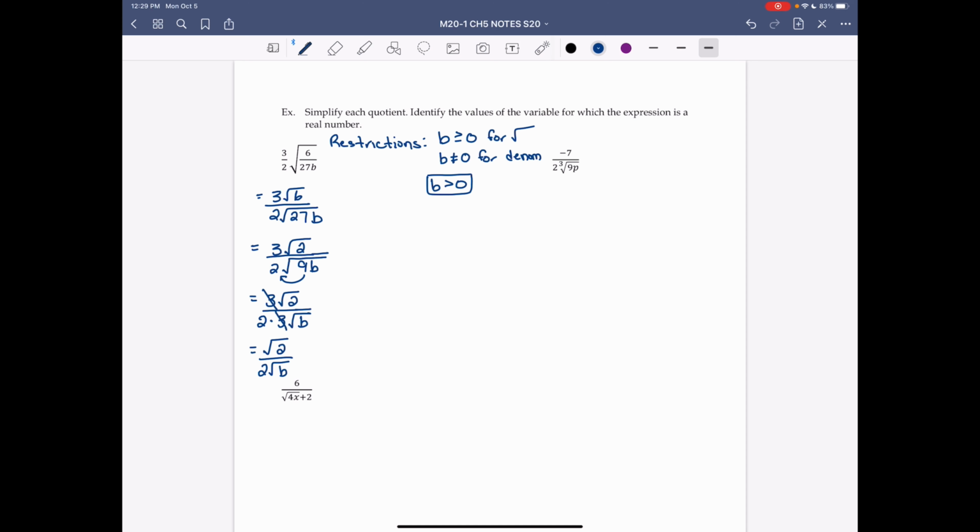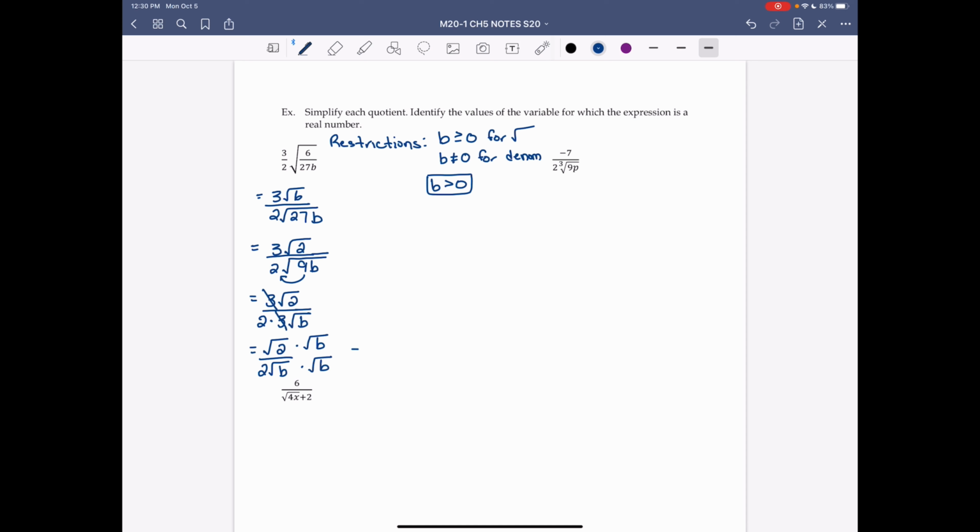Are we done? No, we're not done. We know we're not done because we have a root on the bottom of the fraction. We need to make sure we rationalize our denominator. So now we want to multiply top and bottom by the root portion on the bottom, which is root b, and that's because it's a monomial on the bottom rather than a binomial. So we just multiply by the root portion.